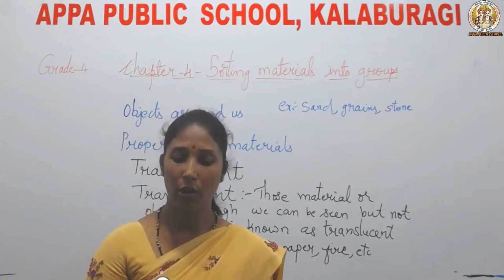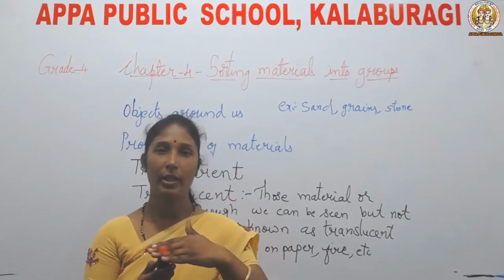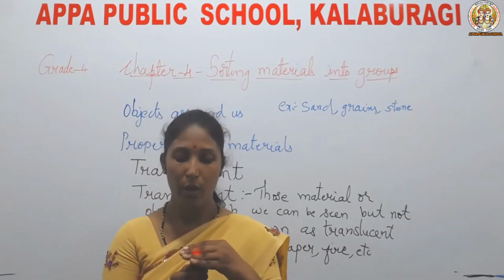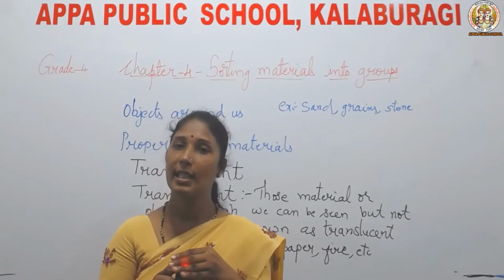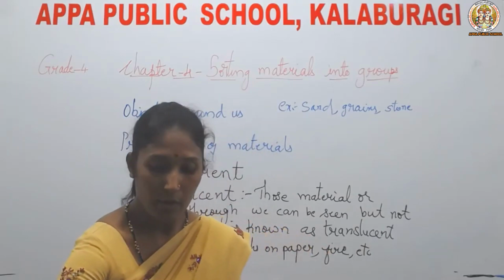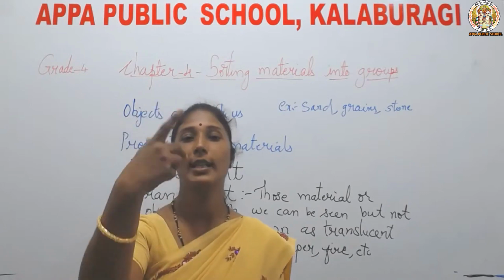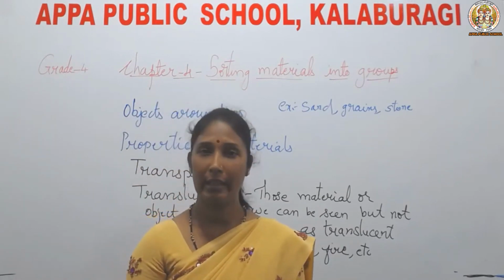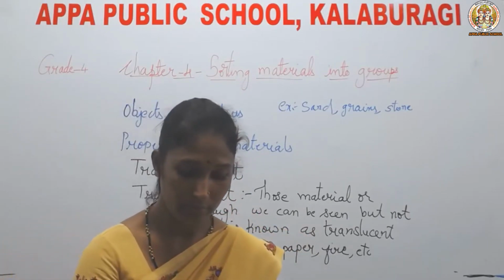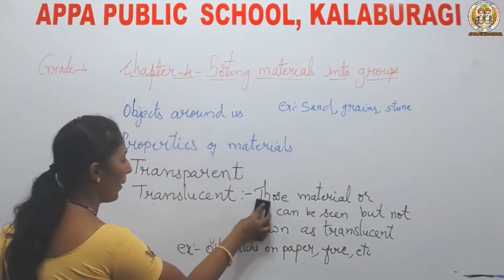Now we can take a torch also. Yes, when you hold your fingers on the torch, through that we can see the beam of red light coming out. Through that we can see the object on the other side but not clearly. And in fire, when fire is burning, through that fire we can see the object on the other side, but not clearly. So these are some of the examples of translucent objects. So we move to the next property, that is opaque.